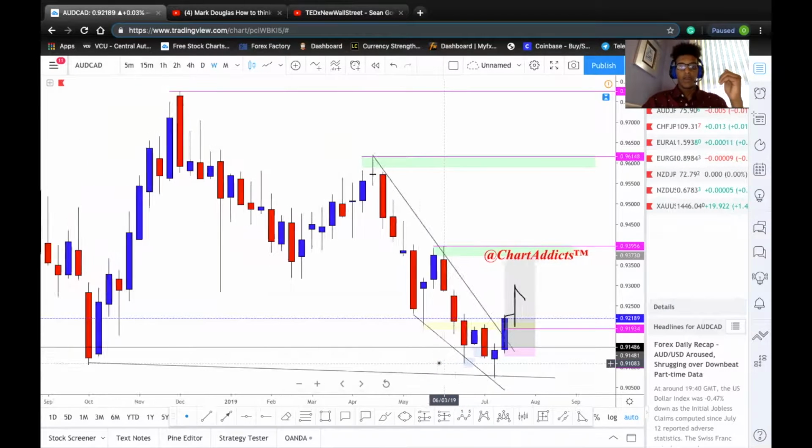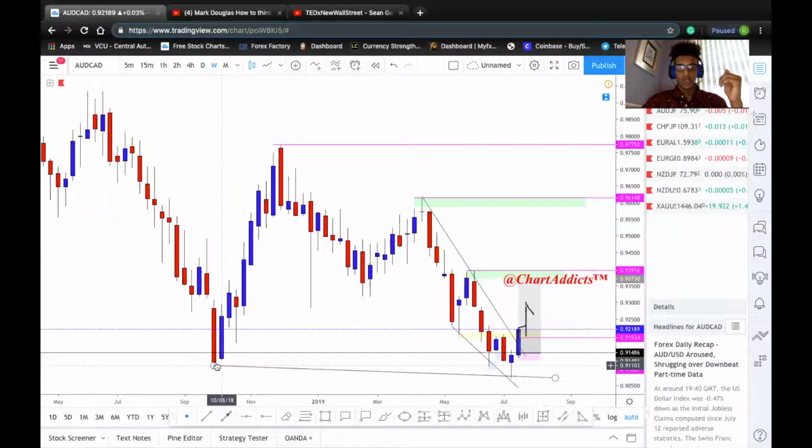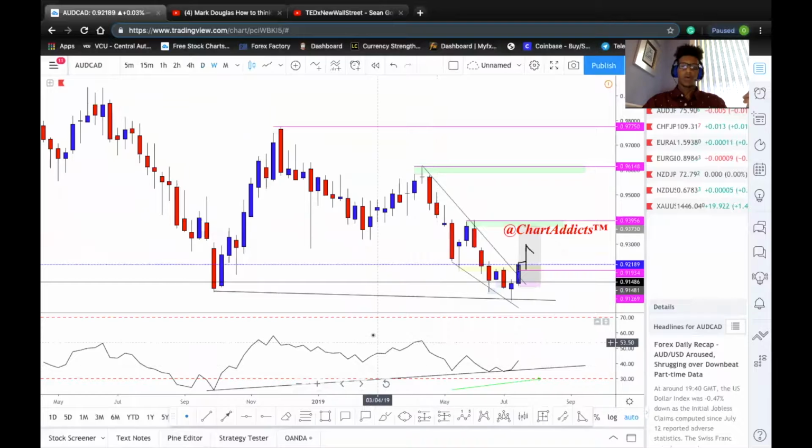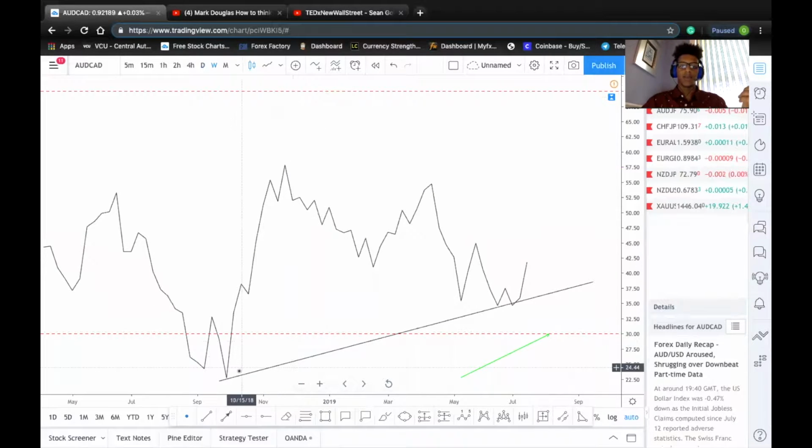All right, and you guys can see we have this trend line from here going down, and really quickly pulling up our RSI. You guys can see we had price going up. So this is some weekly divergence.